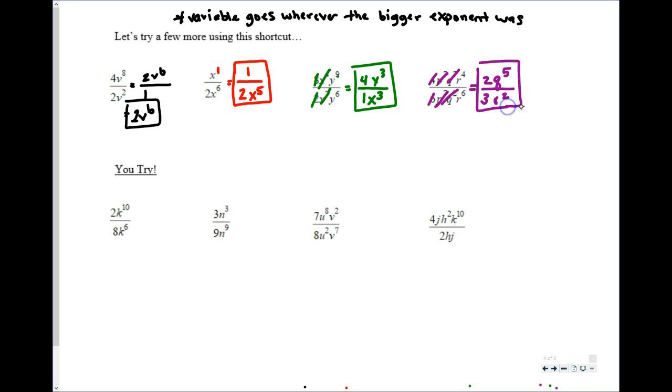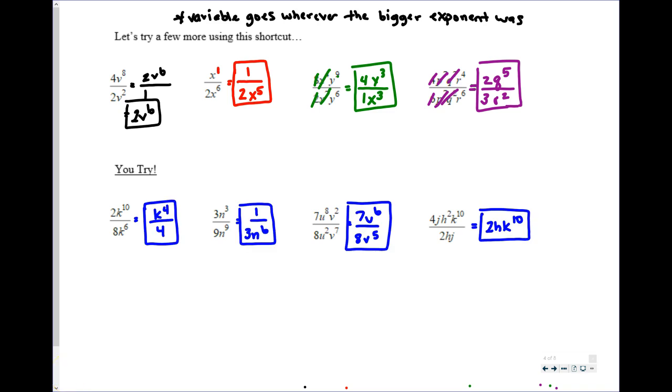Okay. I want you guys to pause the video and try these 4 on your own, and when you unpause, I'll show you the solution. Alright, here are your solutions. Please check your work, and if you're watching this video in class and you get the wrong answer, come on up and we'll work it out together.